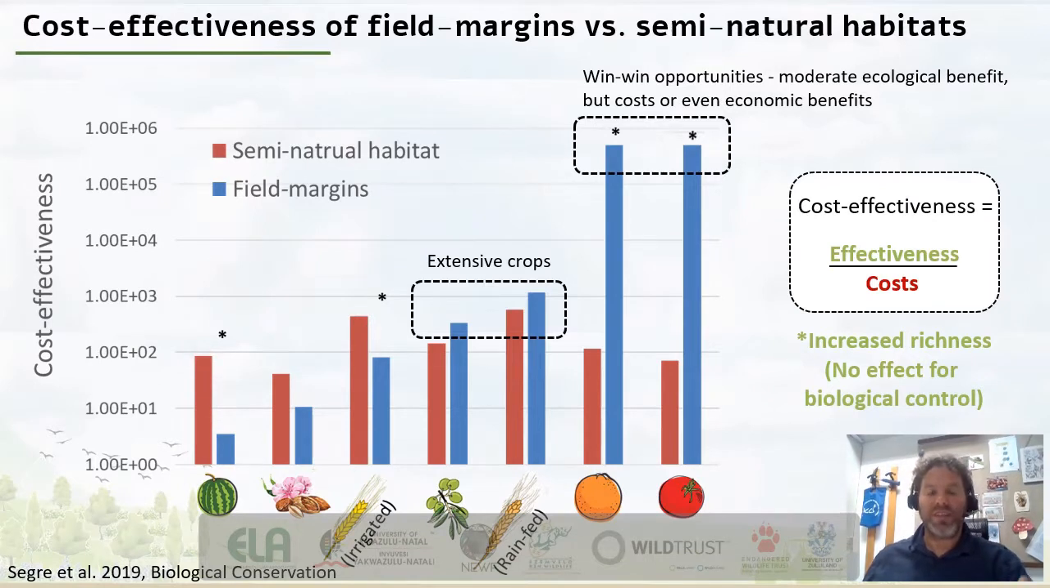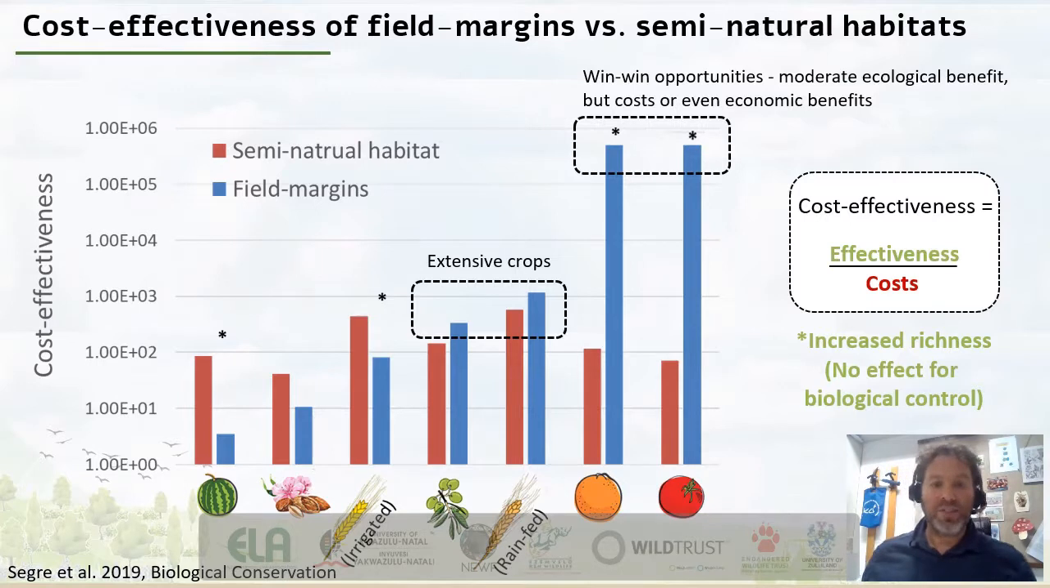So it's actually a question. It's not an ecological question, it's an economic question. What's better for the economy? What's the best practice? The mosaic of different crops in your area could help you make this decision. What's the best strategy to develop an ecological corridor? Still, nevertheless, highlighting some win-win opportunities. In some vegetables, definitely it's worth implementing field margin.